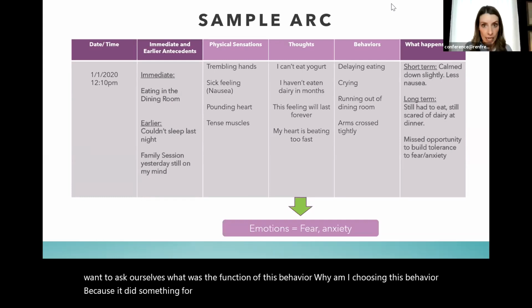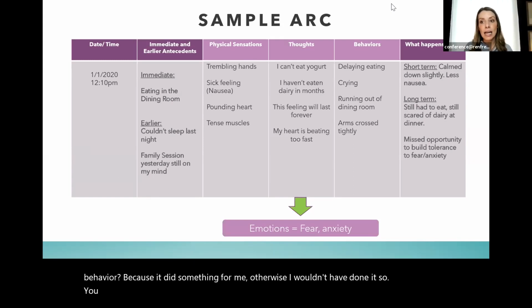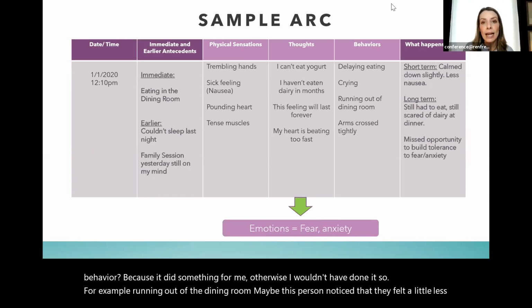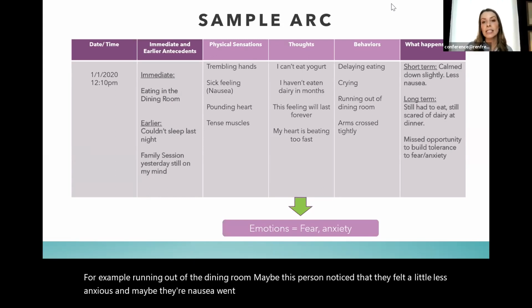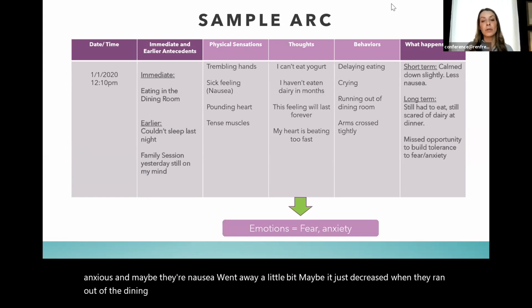Otherwise, I wouldn't have done it. So, for example, running out of the dining room, maybe this person noticed that they felt a little less anxious and maybe their nausea went away a little bit, maybe it just decreased when they ran out of the dining room. That's a very reinforcing pattern. So this arc can help this person understand, oh, that's why I run out of the dining room.